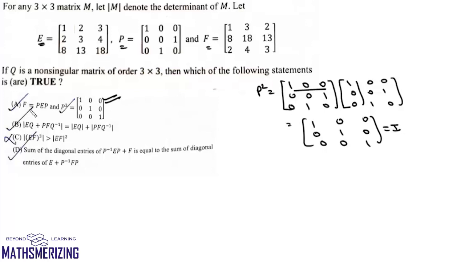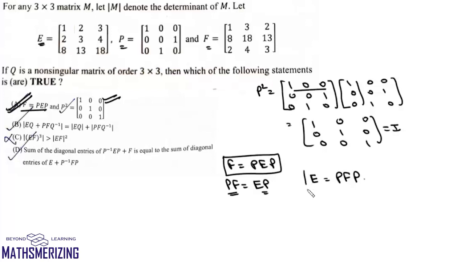Now if P square is an identity matrix, then for this F we can write this FP into P. If we multiply it with P, we can write PF equals EP, and by simple multiplication we can verify that this is correct. So this option A is correct. From this option A, what we can also infer is, if we multiply P from the right hand side, then we can also write this E as PF and P. So we have these conditions that F is PEP and E is PFP and P square is I.